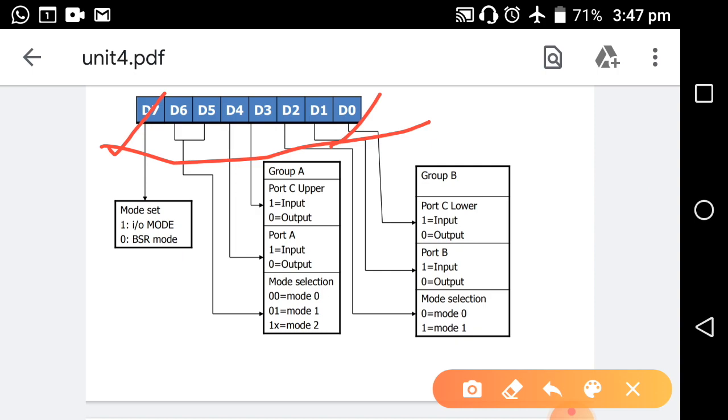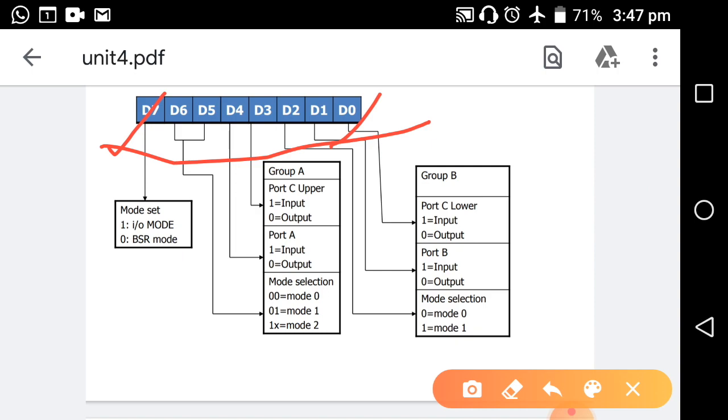In the bit set reset mode, the PC bits, that means the 8 bits of the port C, can be reset and set. Reset means it becomes a 0, and set means it becomes a 1, but 1 bit at a time.